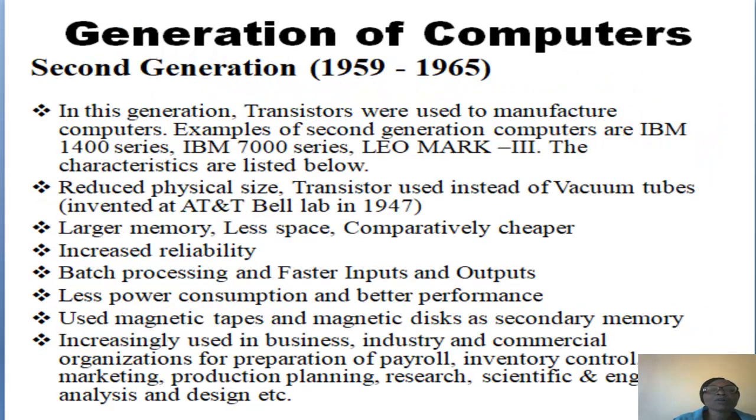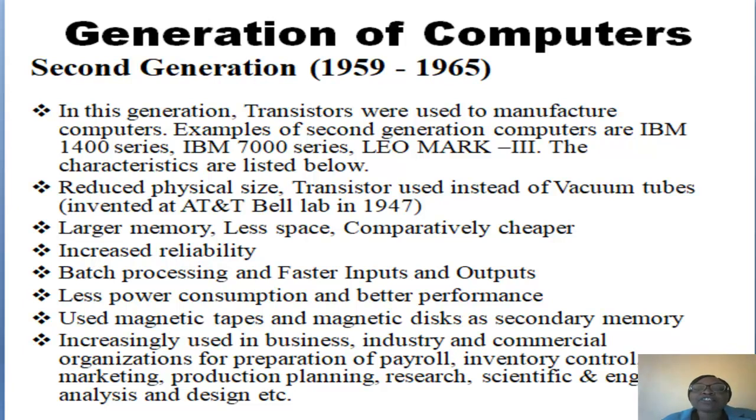Now let's quickly look at the second generation of computers, which was between 1959 and 1965. In this generation, computers make use of transistors.